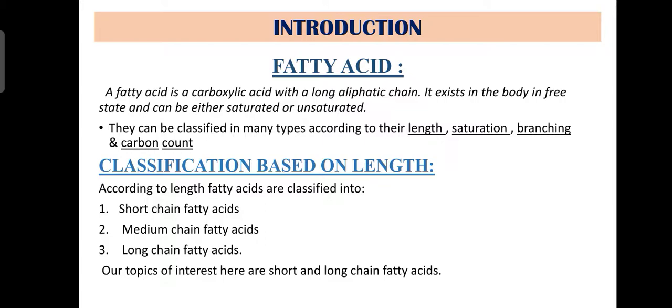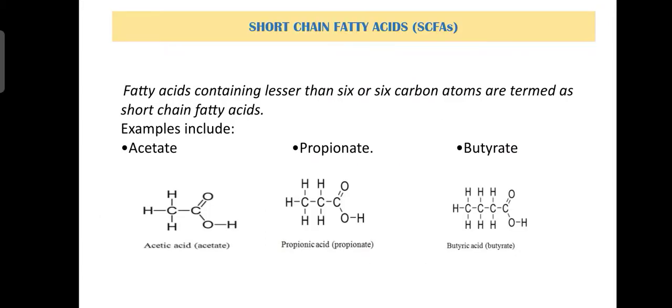Our topics of interest here are short chain and long chain fatty acids. Short chain fatty acids contain 6 or lesser than 6 carbon atoms within their chain. Examples include acetate, that is a 2 carbon compound, propionate, that is a 3 carbon compound, and butyrate, that is a 4 carbon compound.